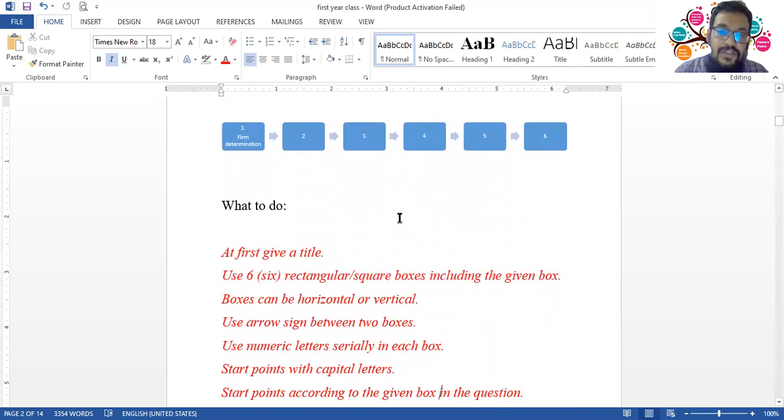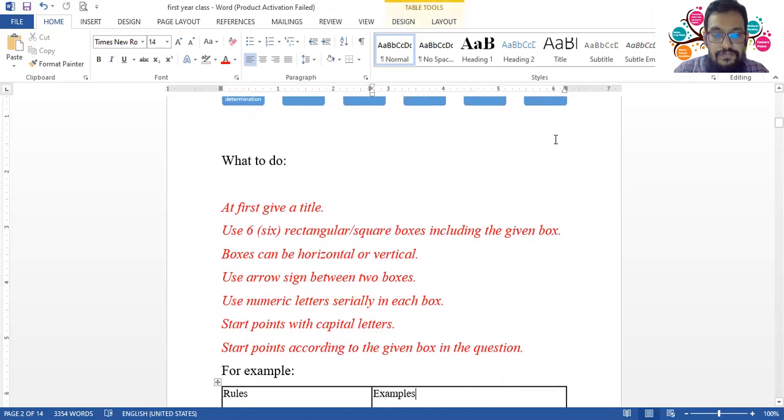Use an arrow sign between two boxes. Draw a box, then an arrow, then another box, then an arrow, then another box, arrow, box, arrow, box, arrow. You will have to go in this way because it is a flowchart. Use numerical letters serially in each box. You have to write the numbers 1, 2, 3, 4, 5, 6 in your boxes.